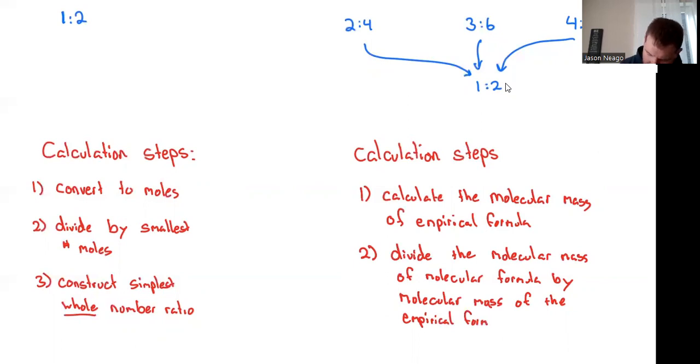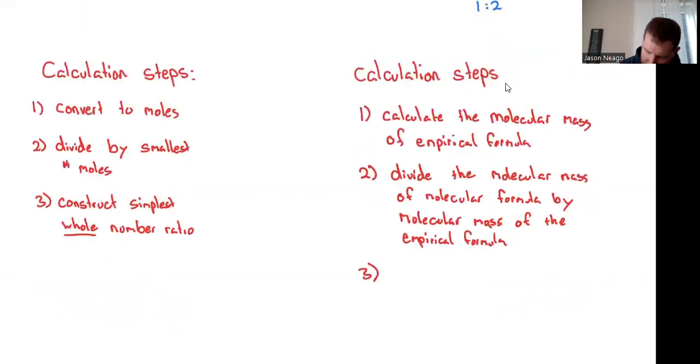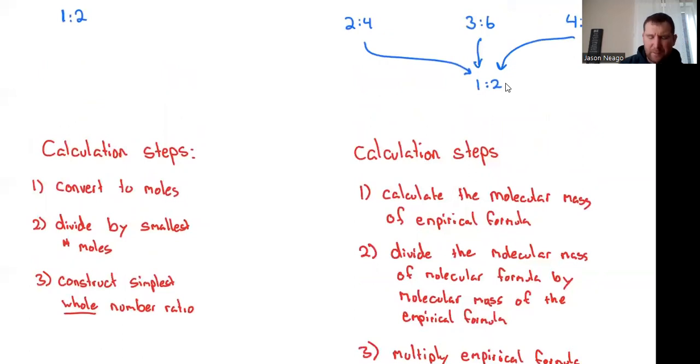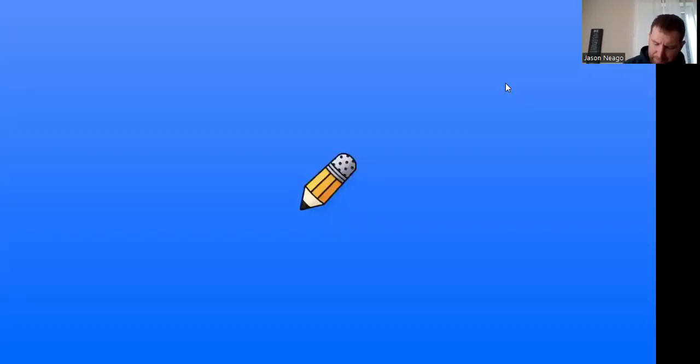And in step number 3, we're going to multiply the empirical formula by the result of step 2. Okay, so lots of words. Let's get into some practice problems.